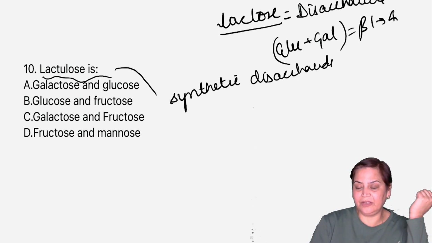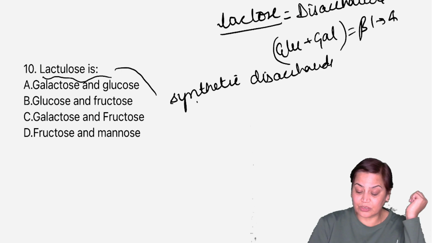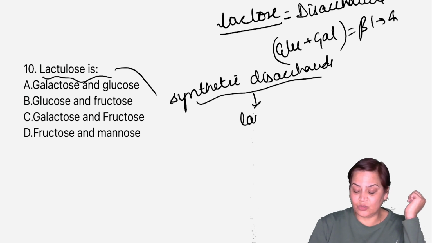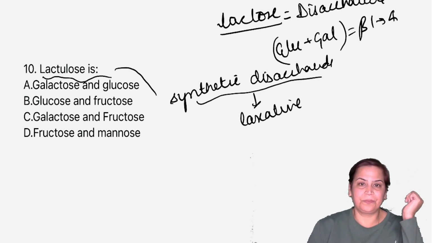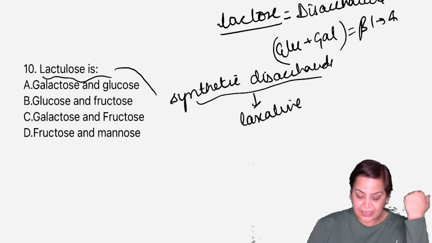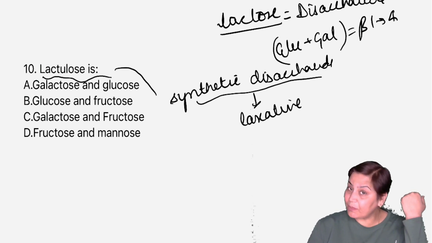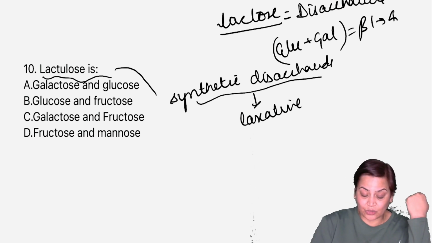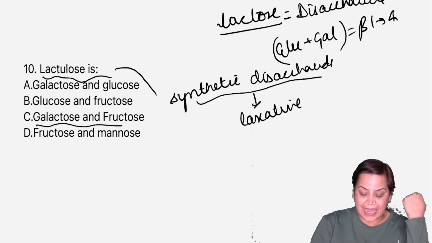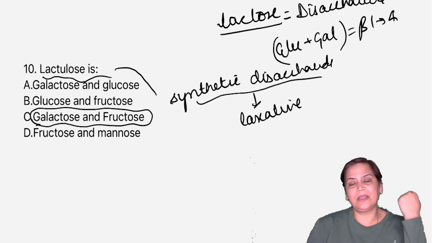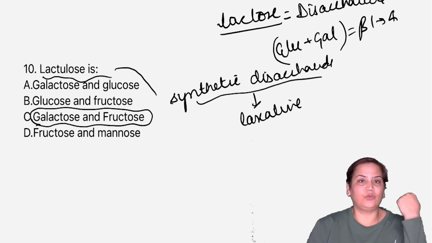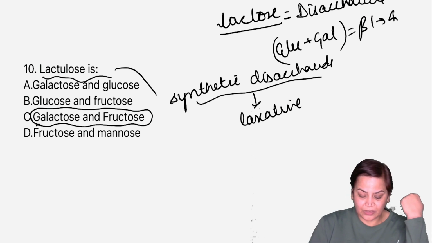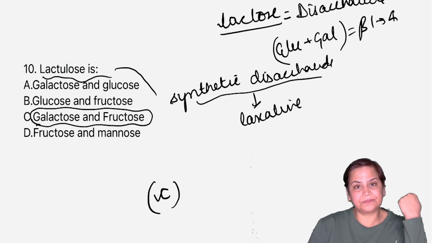Means artificially made. Why is it made? Just because of one simple reason, that it is used as a laxative. It's a very important laxative because it can play with the osmolality of the body. Now the question is, what is the composition? The composition of lactulose is galactose and fructose. They are present in beta form, but instead of glucose, it is fructose. So the answer is C.